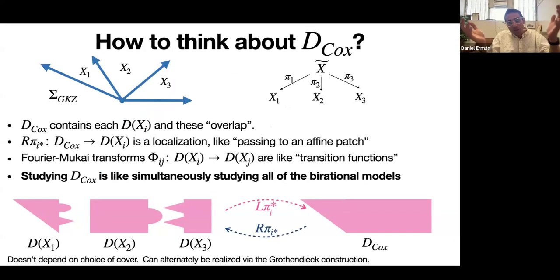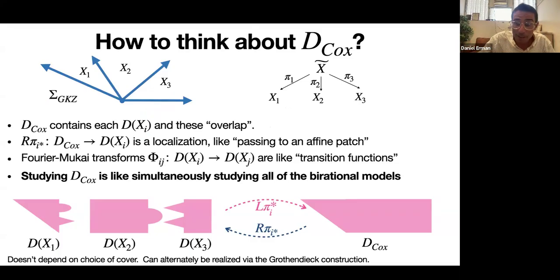All right, so that's the definition. Let's talk about how to think about it. I think about it like gluing. It's a category where you've taken sheaves on X1 and X2 and X3, in those categories, and you've glued them together. So the Cox category is built from those pieces, but the pieces overlap.